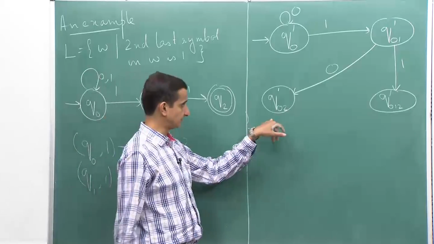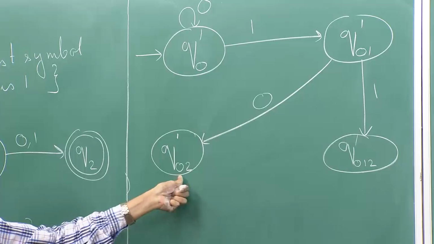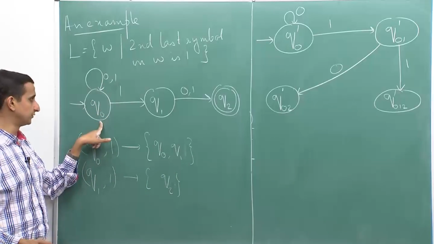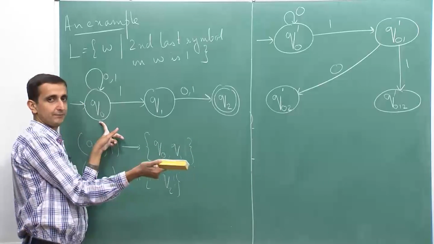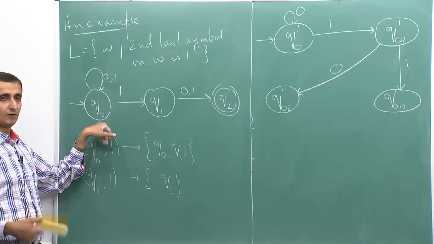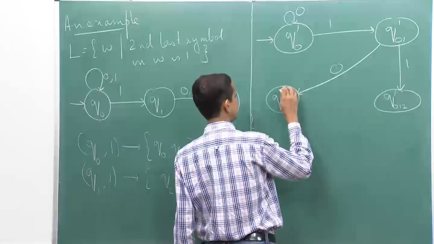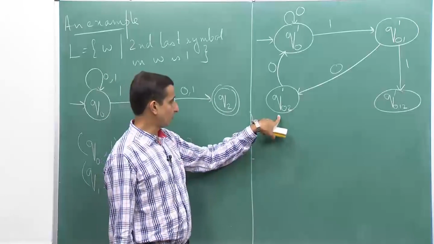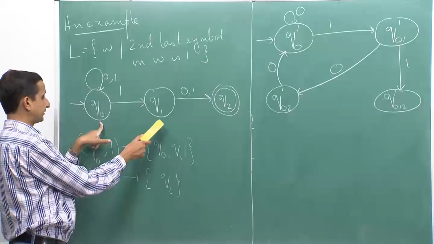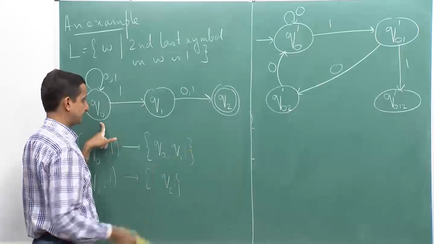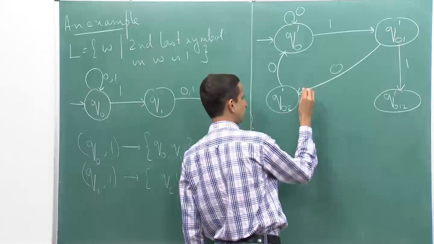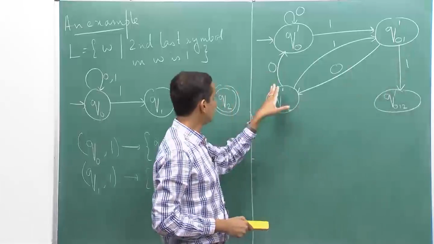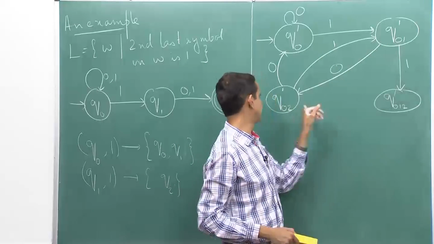Now, I need to draw transitions for these two states as well. From Q02, if I see a 0, observe that from Q0 if I see a 0, I go to Q0. From Q2 if I see a 0, I do not go anywhere, so it is the empty set. Therefore, the union of the empty set and Q0 is only Q0. Hence, from Q02, if I see a 0, I go to Q prime 0. What about 1? From Q0 if I see a 1 I go to Q0 and Q1, and from Q2 if I see a 1 I go to the empty set. So, the union will give me that from Q02 on a 1 I go to Q01. That completes the states Q0 prime, Q01 prime and Q02 prime.